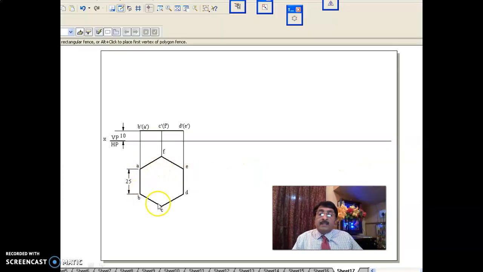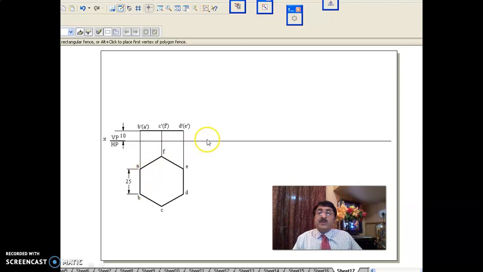See here. I have drawn hexagon 25. A, B, C, D, E, F. AB 25. This is 25 plus 30 degree, 25 minus 30 degree. This is 25 plus 30, 25 minus 30. If you're doing solid edge, then you complete this. Okay, in that way.